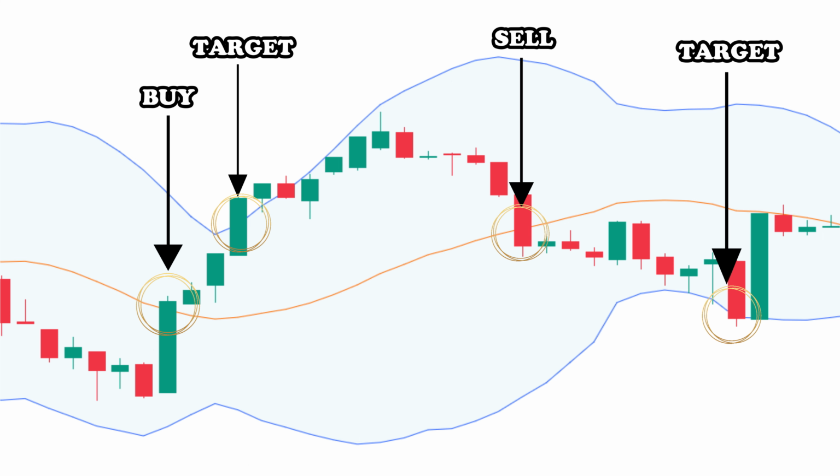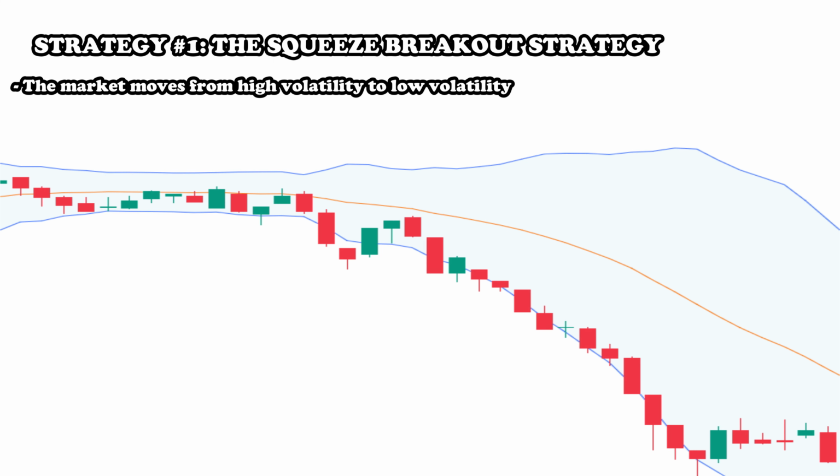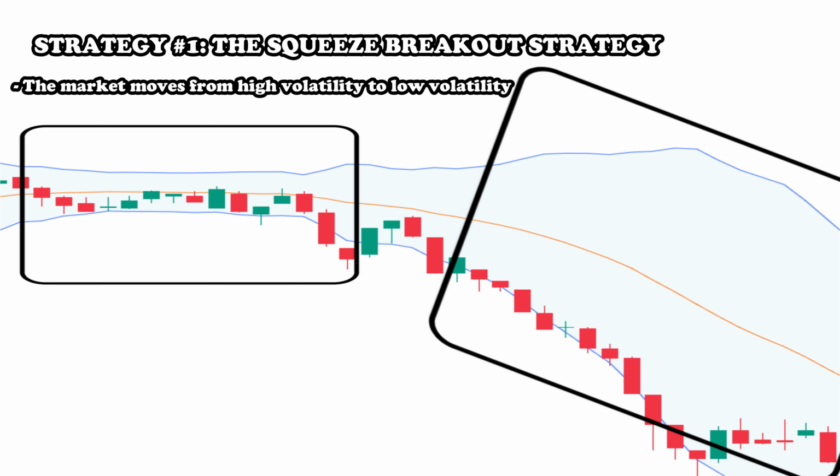Now that we have a solid comprehension of the Bollinger Bands, it's time to focus on our first strategy. The squeeze breakout strategy is based on the premise that the market moves from high volatility to low volatility. Thus, when we identify a period of low volatility, we can anticipate a large move in either direction. Our aim with this strategy is to capitalize on these big moves.